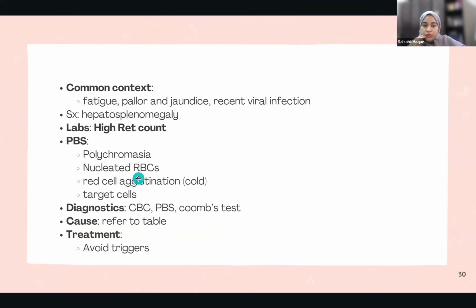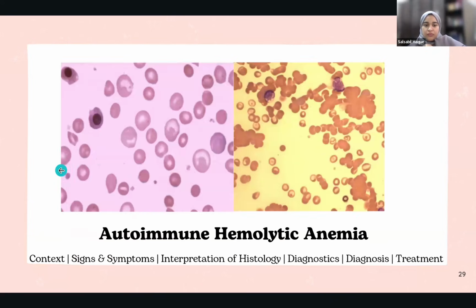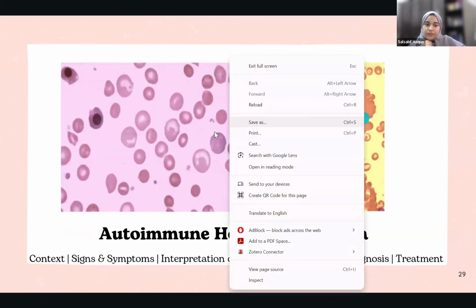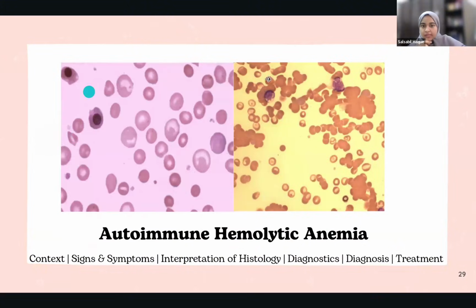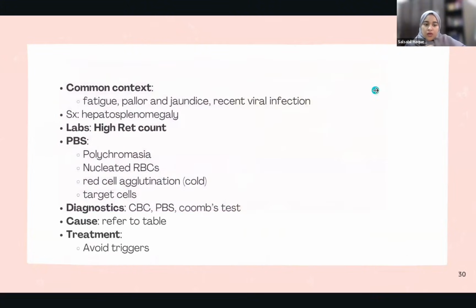Okay, so in cold hemolytic anemia specifically, you can see red cell agglutination and you can see target cells as well. You can see some target cells here, and red cell agglutination. So this is more of warm, and this is more of cold. Okay, treatment is to avoid triggers.